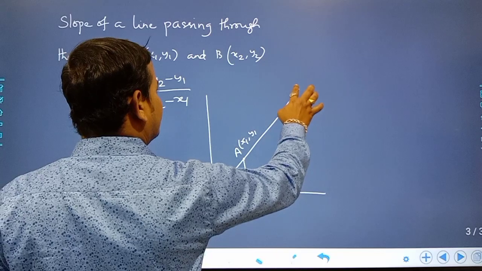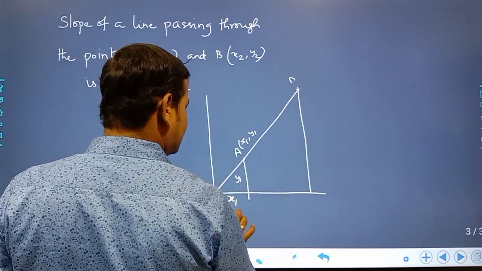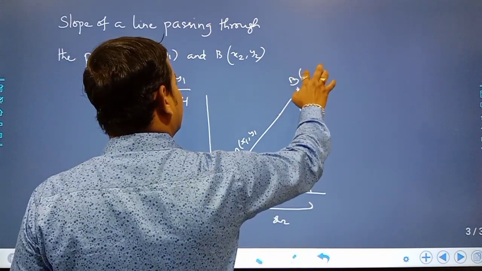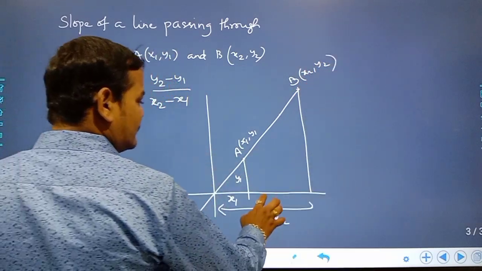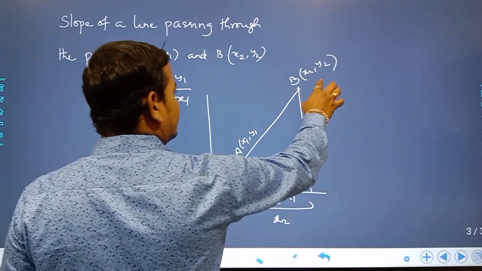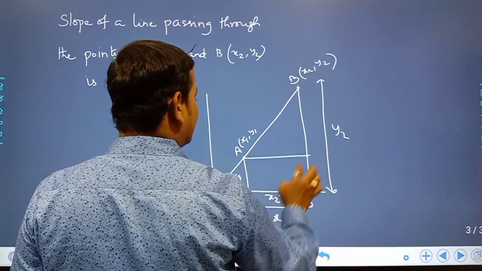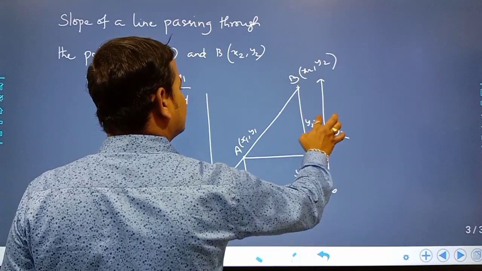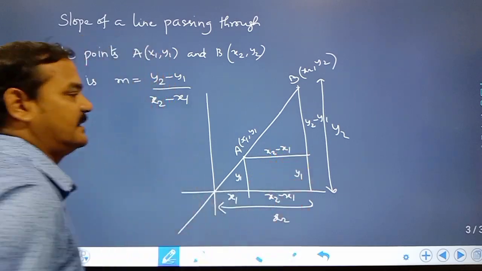The other point is B. I draw a perpendicular, and this total length is x2, B of x2 y2. So automatically this length is x2 minus x1. Again the total length is y2. Now we draw a perpendicular. This is y1, so it is y2 minus y1. This is x2 minus x1, actually here also x2 minus x1.